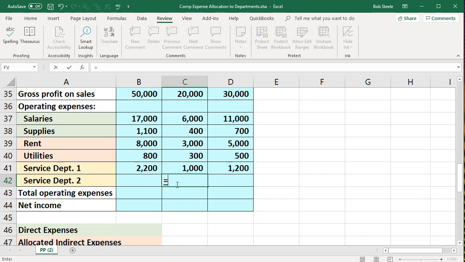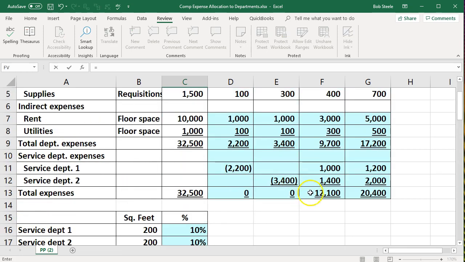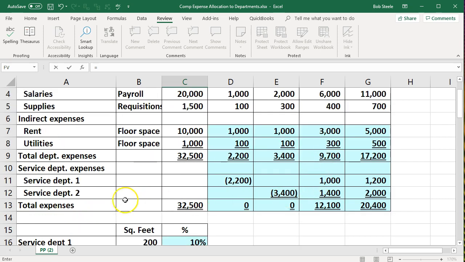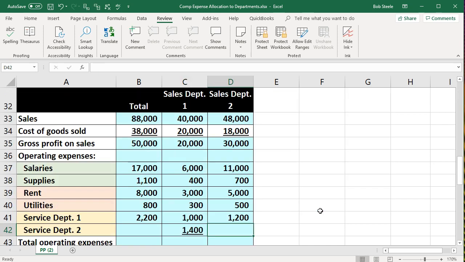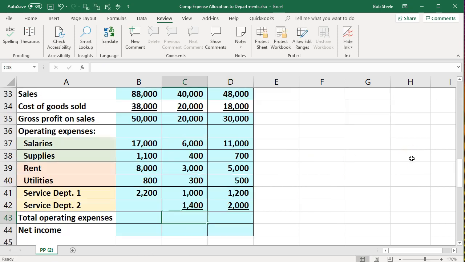And then we'll do the same for service department 2 that we're allocating to sales department 1. And that's going to be here. So here's service department 2 allocated, 1,004. Tab. Second one is going to be the 2,000 and enter. So we'll sum that up.